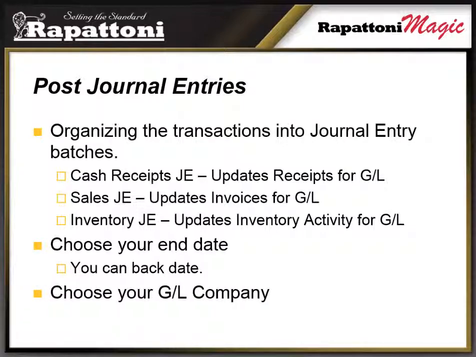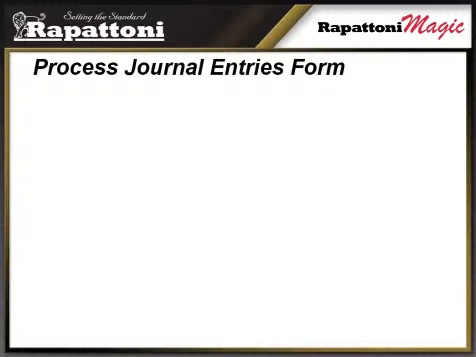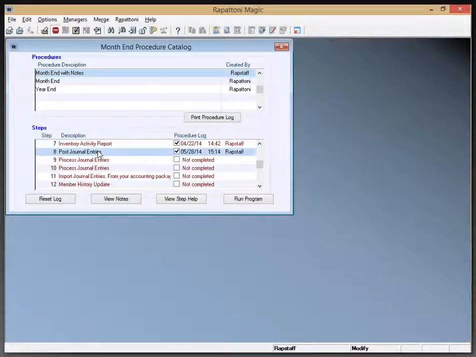And you do have to choose your GL company. Let's go ahead and process. Diane, you want to take us in there? Yes, I do. Let's go to Magic, and we're going to go to the Process Journal Entries form.